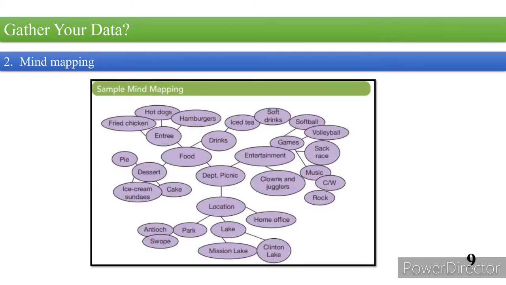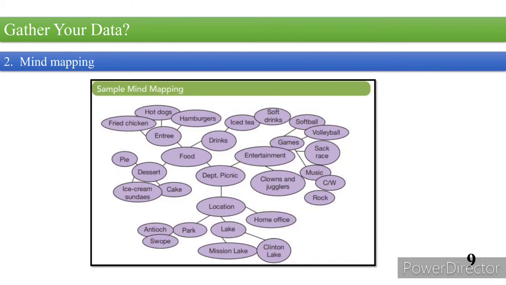The next technique in gathering the data is mind mapping. Here's the example. For example, if you are planning for a departmental picnic, what are the three major things you need to worry about? The first one is, for example, food, as you can see from the diagram, and the second one is entertainment, and the third one is location. So you have drawn these three major links.